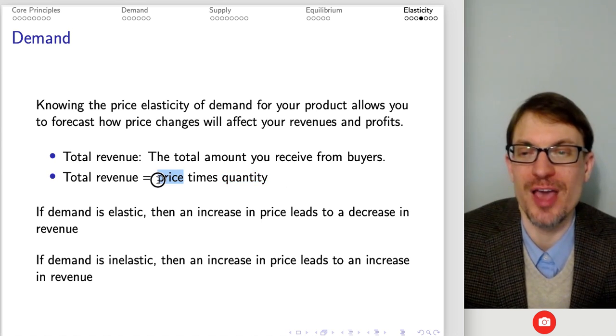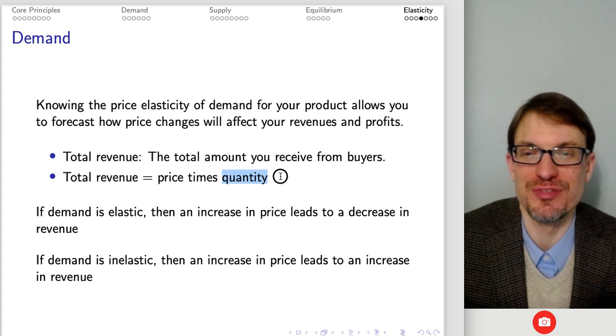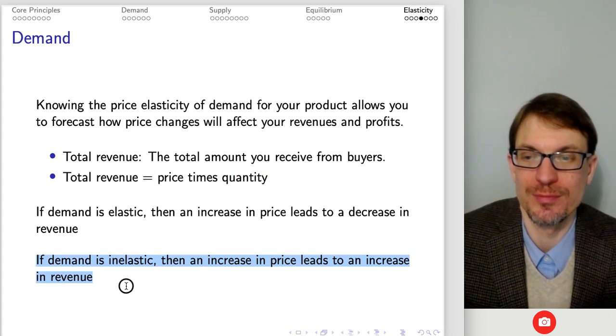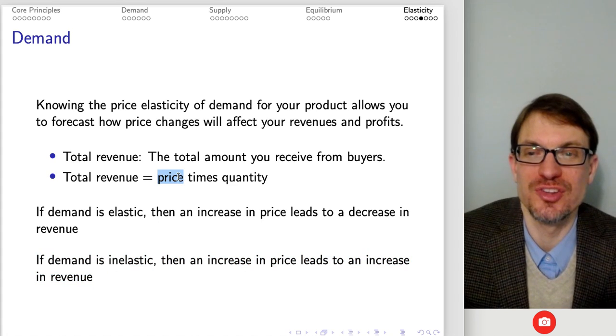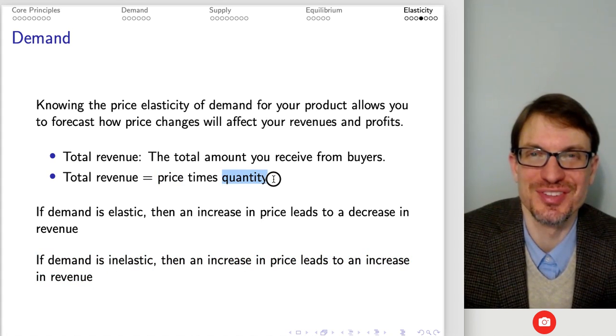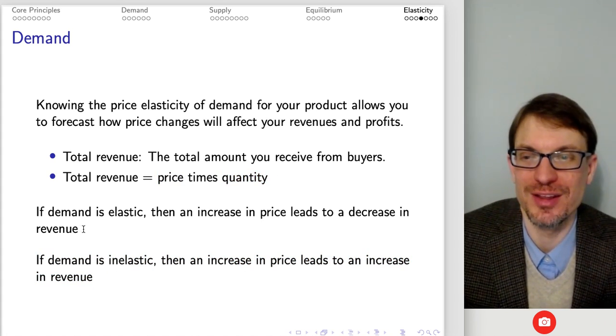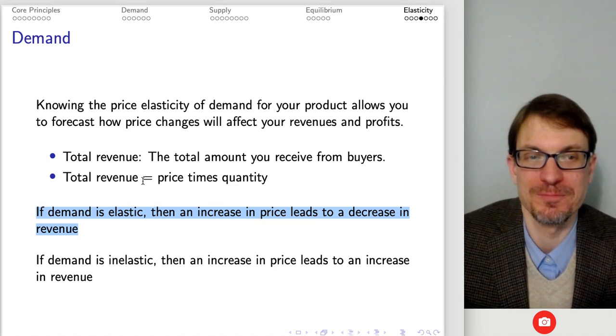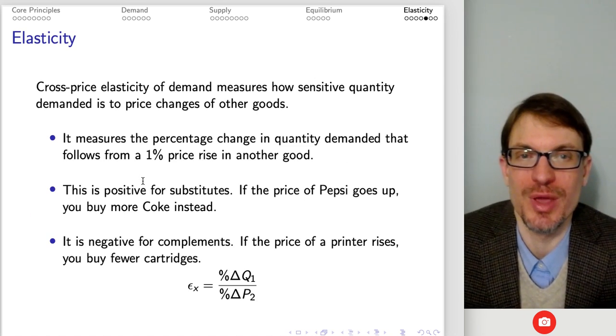Now, if price rises by more than quantity falls, we have inelastic demand and revenue will go up. If price rises by less than quantity falls, we have elastic demand and revenue goes down. Right? All right. Then we have some other elasticities.